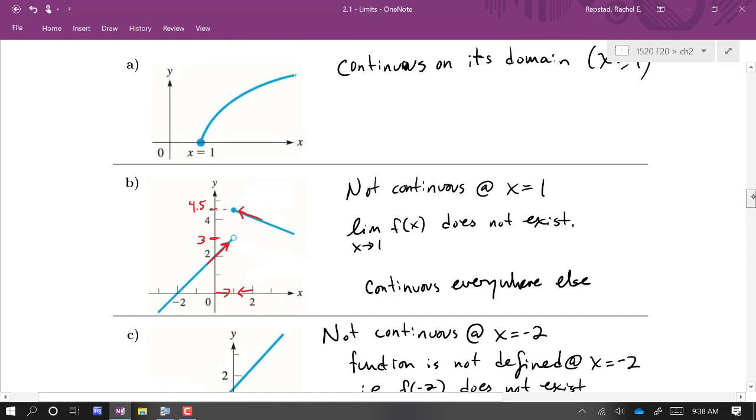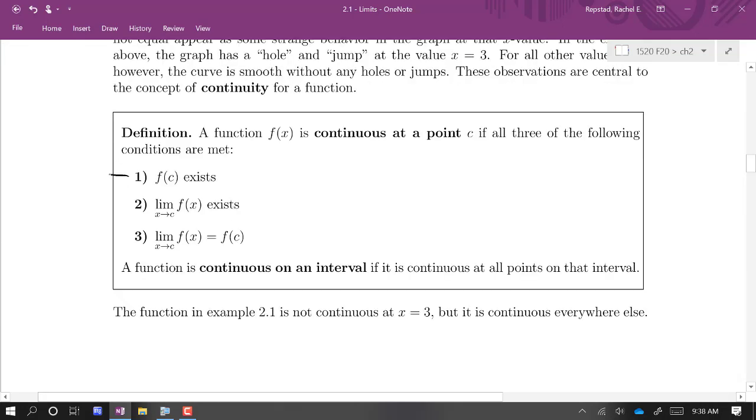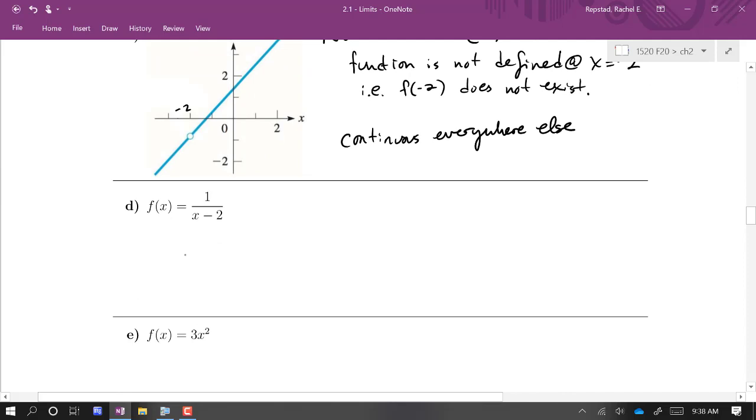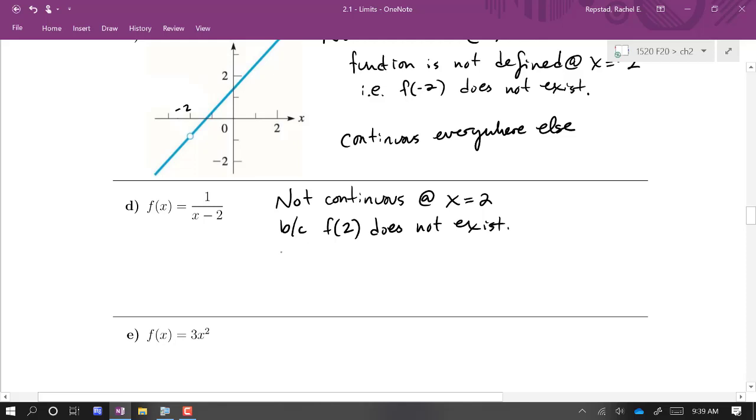Note that in the definition, the first part is that f of c has to exist. We have to be able to plug in the value and get an output. So in part D, we could see pretty quickly we can't plug in x equals 2, so it's not continuous at x equals 2. And that's because f of 2 does not exist. This function is continuous everywhere else. If you throw it in the calculator and look at the graph, you'll see everywhere else it does look like a smooth curve. Also, analyzing this algebraically, there's no problems with plugging anything else in.